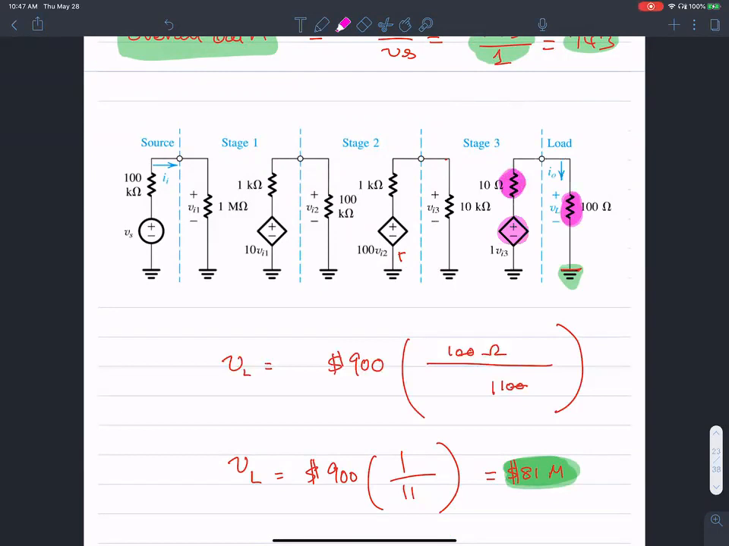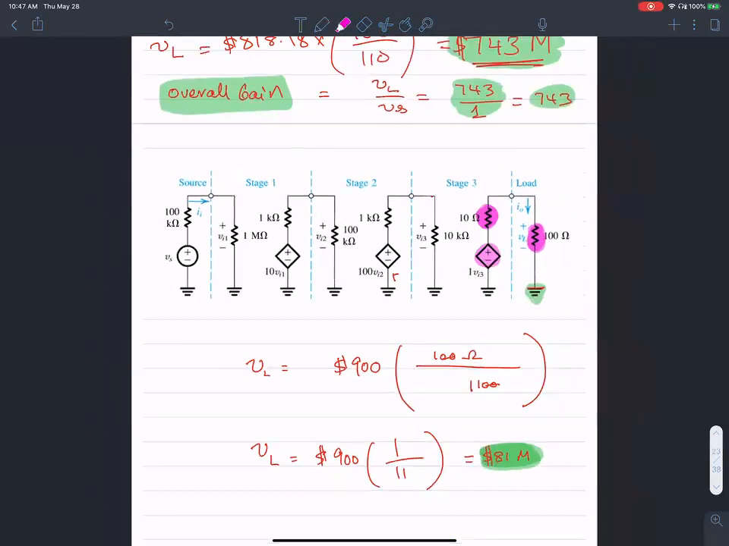So this is only to give you an intuition. As you know, all of the class videos are available online, so I welcome you to go through those videos and watch them for a more formal solution and explanation. But I'm hoping to give you a more intuitive understanding of the idea of different stages, and how matching of these resistances matters.